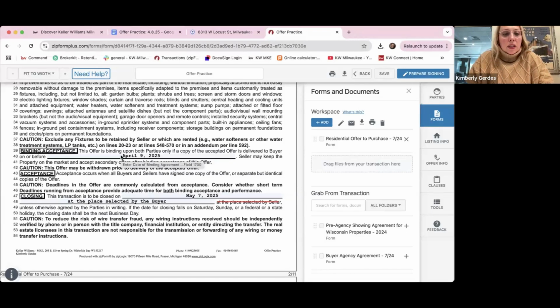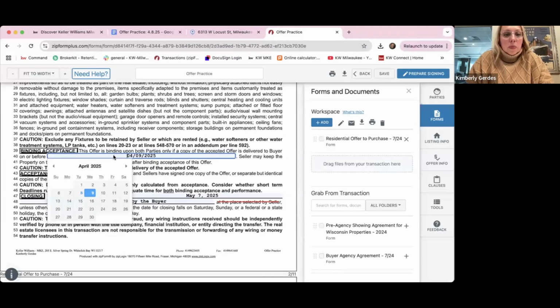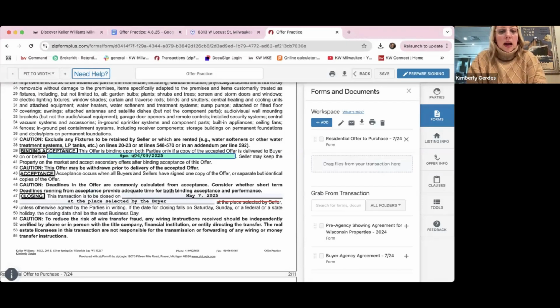If you wanted to be very specific with the time on April 9th or the time on any date that you put in here, you could also put something like, 6 p.m. on blank. Otherwise, if you don't specify the time, it runs through the full day of 11:59 p.m.